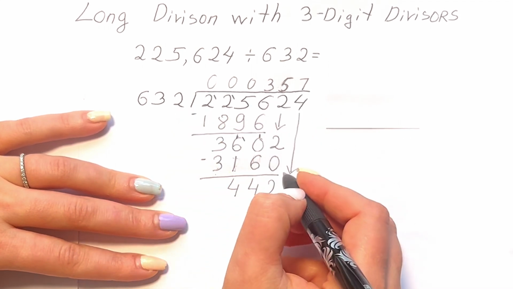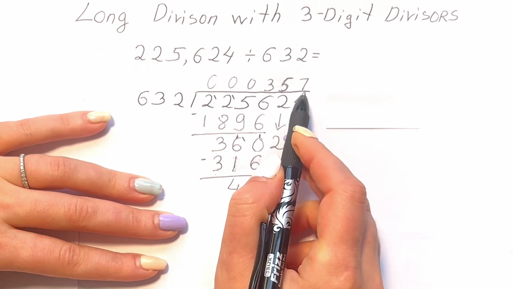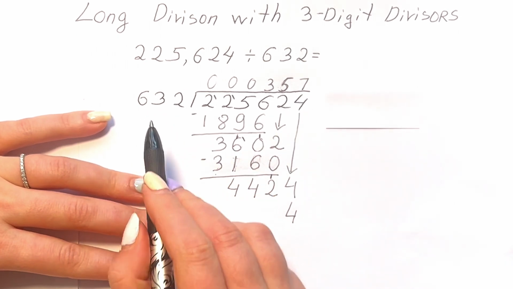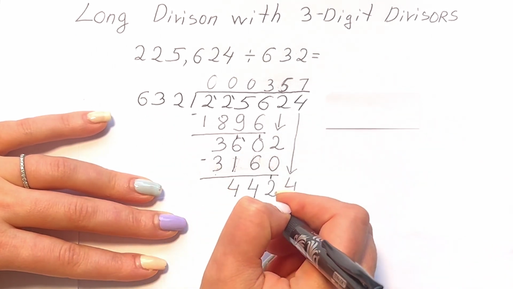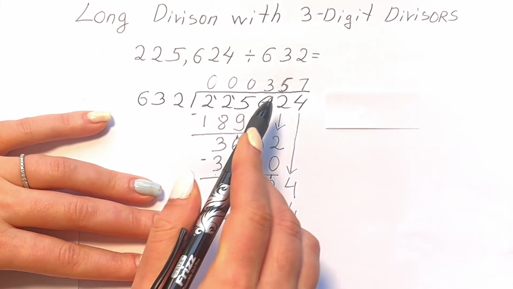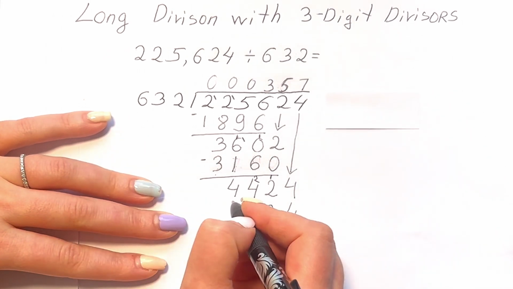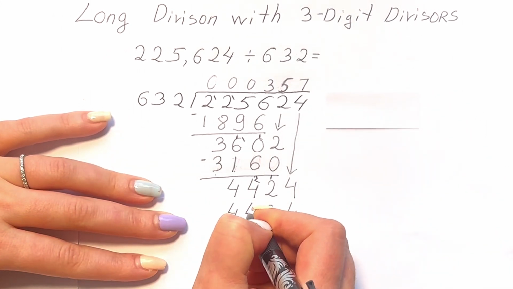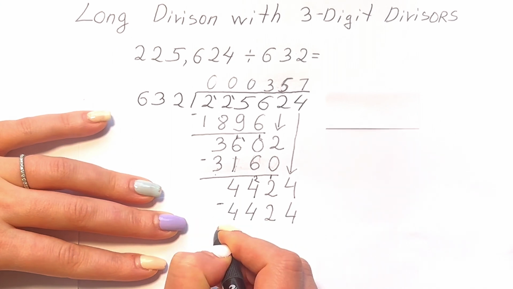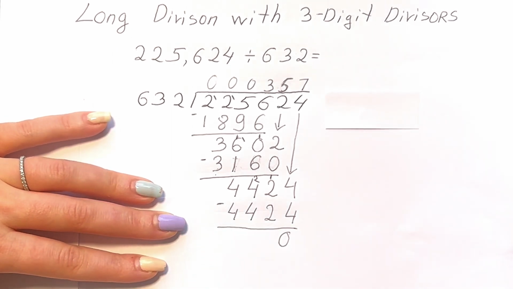7 times 2 is 14. I'm gonna put the 4 and carry 1. 7 times 3 is 21. One more will be 22. I'm gonna put the 2 and carry another 2. 7 times 6 is 42. 2 more will be 44. I'm gonna subtract to get the remainder, which is 0.